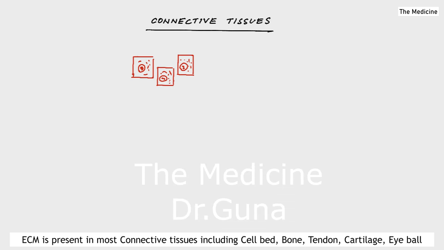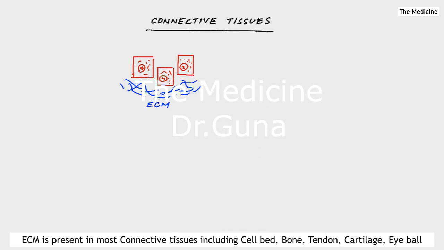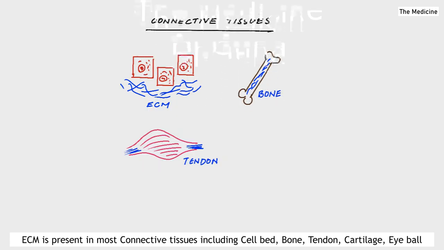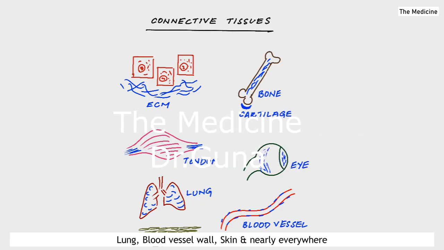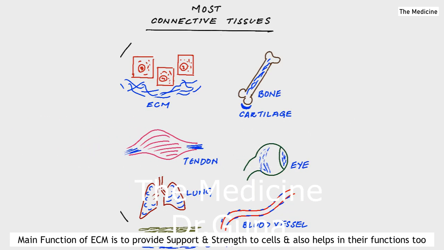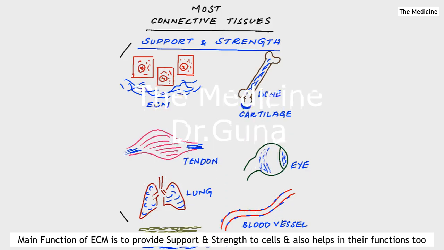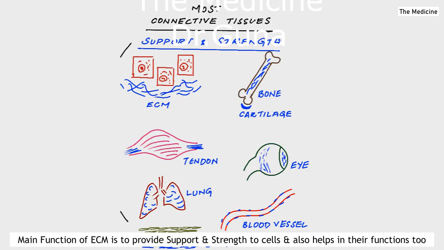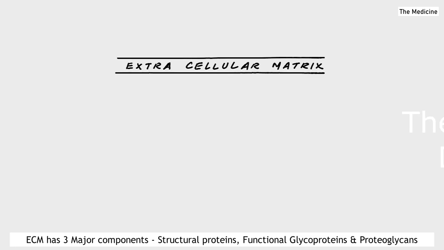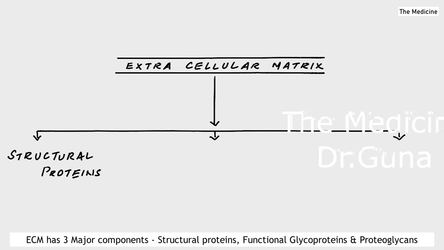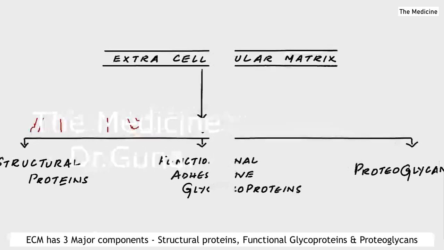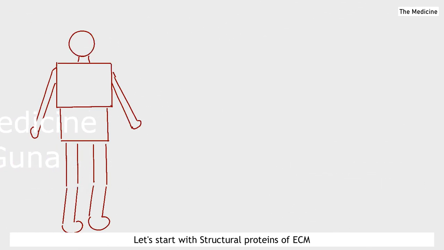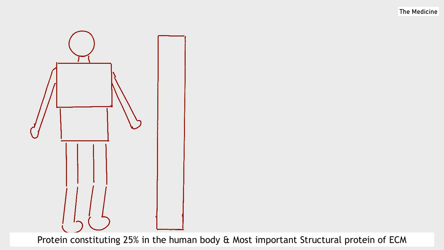ECM is present in most connective tissues including cell bed, bone, tendon, cartilage, eyeball, lungs, blood vessel wall, skin, and nearly everywhere. The main function of ECM is to provide support and strength to cells and also help in their functions. ECM has three major components: structural proteins, functional adhesive glycoproteins, and proteoglycans. Let's start with the structural proteins of ECM.